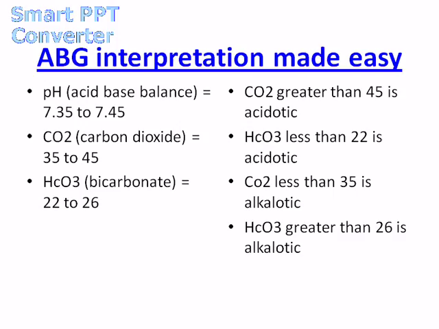So if our CO2 is greater than 45, it's acidotic. CO2 goes up, it's acidotic. If the bicarb is less than 22, so if it goes down, it's acidotic. If the CO2, which is the carbon dioxide, is less than 35, it's alkalotic. And if the bicarb goes up, it's alkalotic. So those are the things we need to remember.